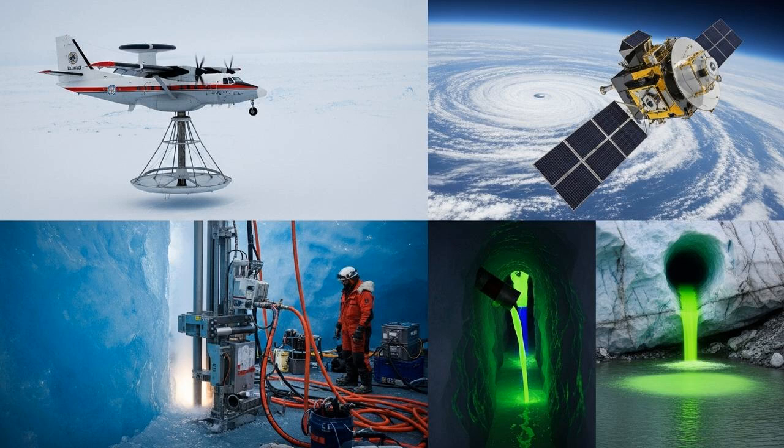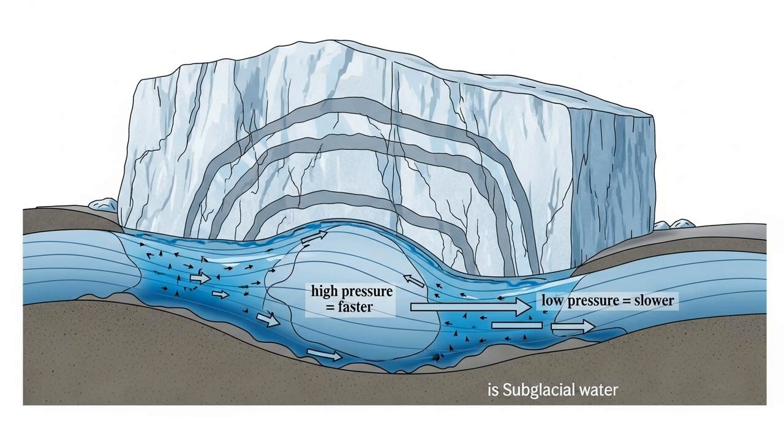They even use tracer dyes, pouring a harmless fluorescent dye into a moulin on the surface, and then waiting for it to appear at the glacier's snout. The time it takes for the dye to travel through the system reveals how efficient and interconnected the hidden river network really is. All this research points to a central fact.